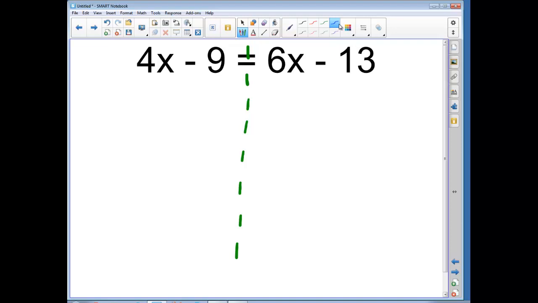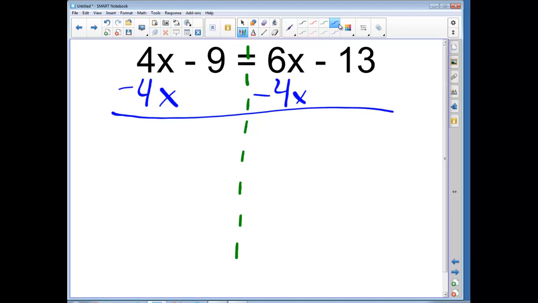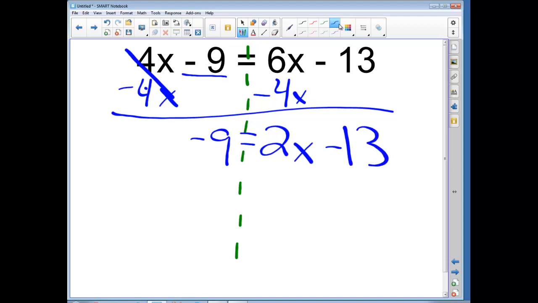Okay, I'm going to look at the 2. Again, I'm going to take the lesser of the 2 away from the larger. I got 4x to 6x. I'm going to subtract my 4x from both sides. 4x minus 4x eliminates itself. You get 0 minus 9, so it's a negative 9, equals 6x minus 4x is 2x minus 13.